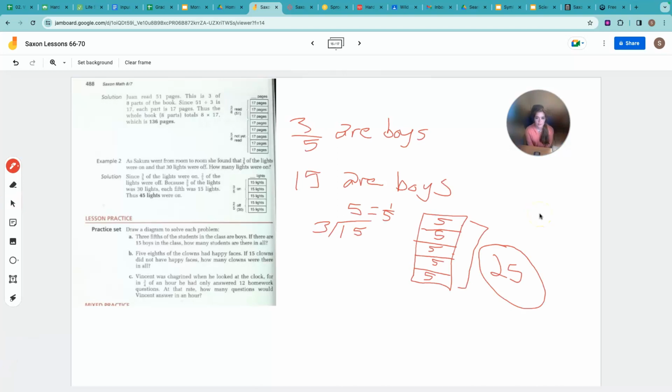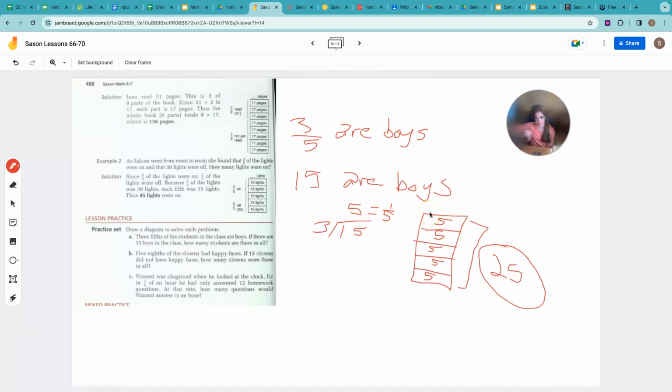Alright, let's recap problem A. If 3/5 of the students in the class are boys, and it says that 15 are boys, it's asking us how many students there are in all. We know that we can divide 15 by 3 to get what 1/5 is. 1/5 would be equal to 5.